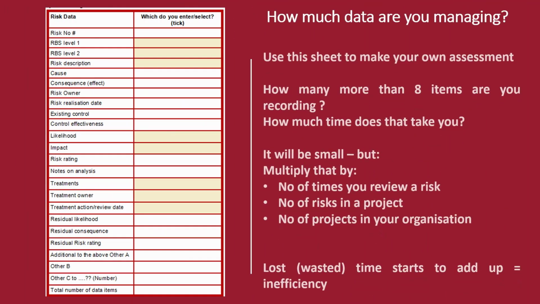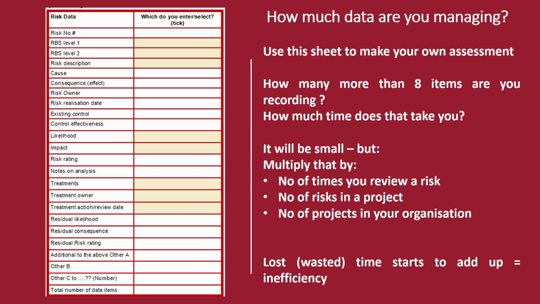Here is a sheet for you to do a quick analysis. Tick those items that you enter into your risk register. Total your ticks and then take away 8. The difference is an indication of how much waste is in your process. For a single risk, the additional time is small, but multiply that by the number of times you review a risk, the number of risks in your project, and then the number of projects in your organisation, and the wasted time really starts to add up.